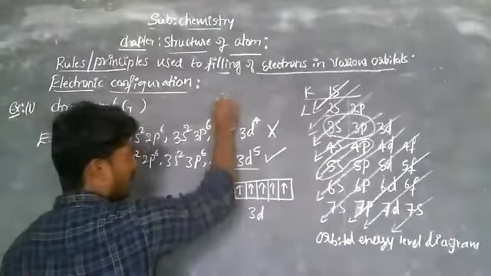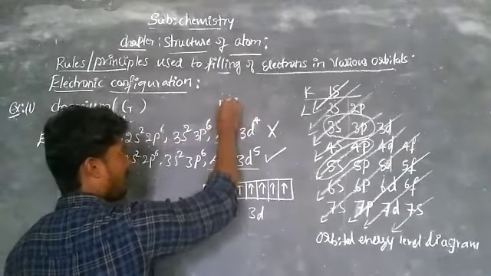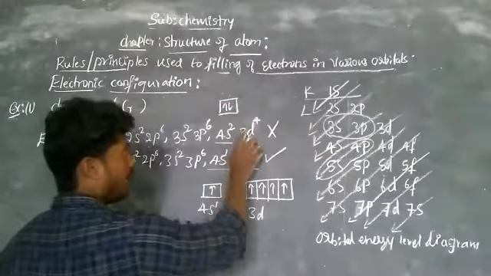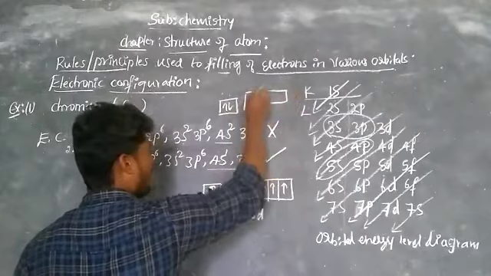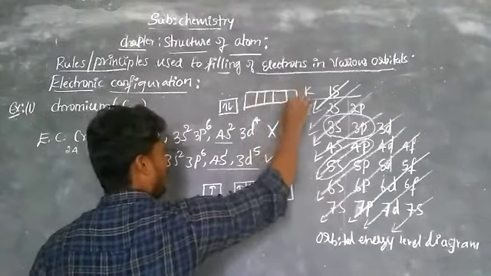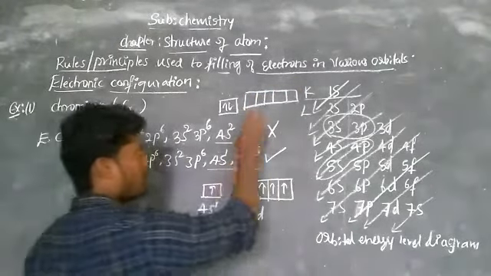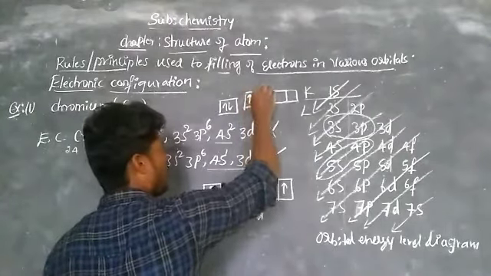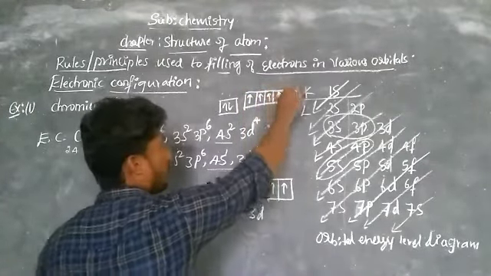Look at the d orbital. 4s has 2 electrons. In d, how many orbitals are there? 5 orbitals: 1, 2, 3, 4 and 5. How many electrons are there? 4, right? Electrons 1, 2, 3, 4, and one is empty.